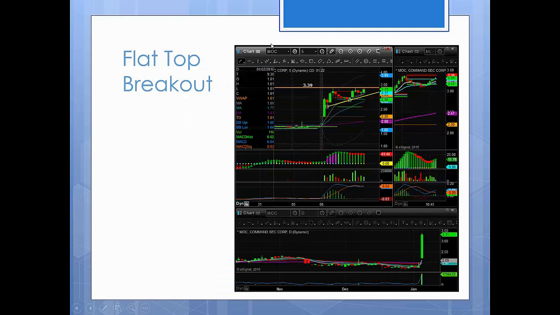Here's another flat top breakout, MOC, 339. We pop up, we pull back, we pop back up, consolidate over 340. That was the spot, and this spiked up to, I believe it was 375. Okay, so you can see this is a very clean pattern again. Big spike up, sideways consolidation.